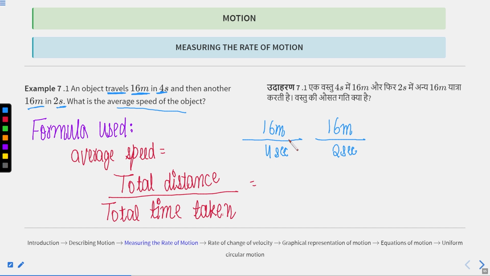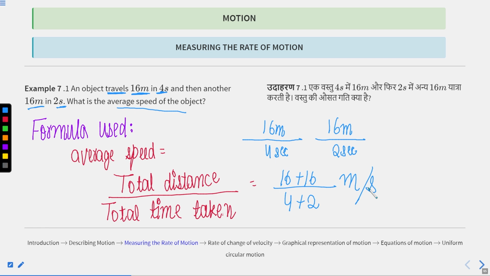What is the total distance here? Total distance is 16 plus 16. And what is the total time here? Total time here is 4 plus 2. You just have to solve this. First add and then divide, and you will get the correct answer in meter per second. Is it clear, class?